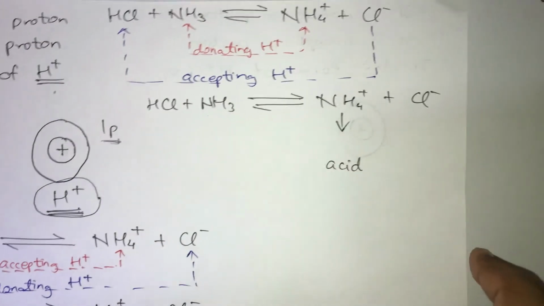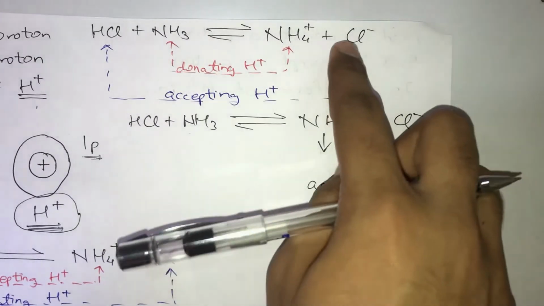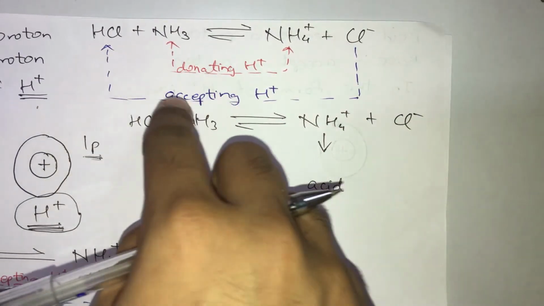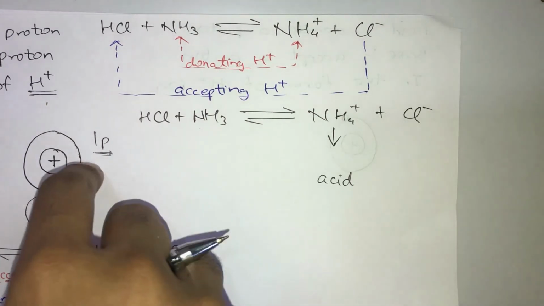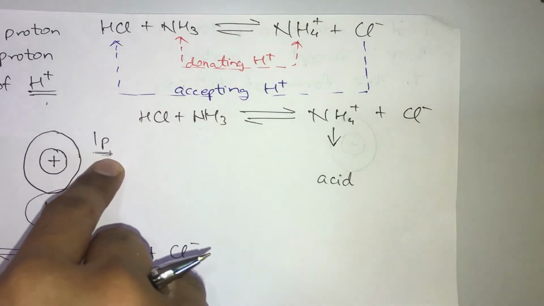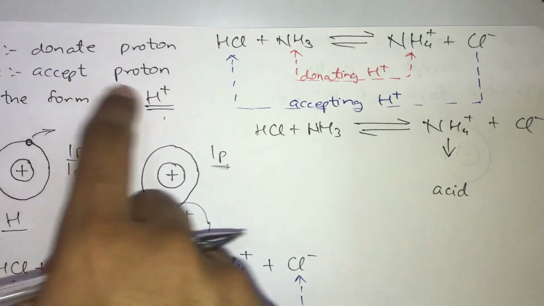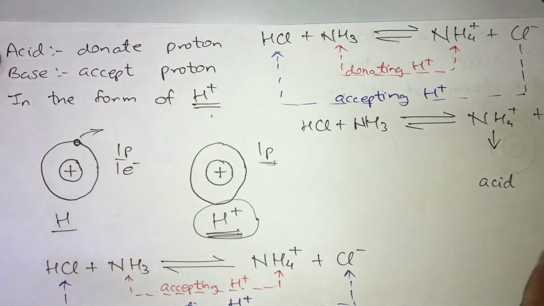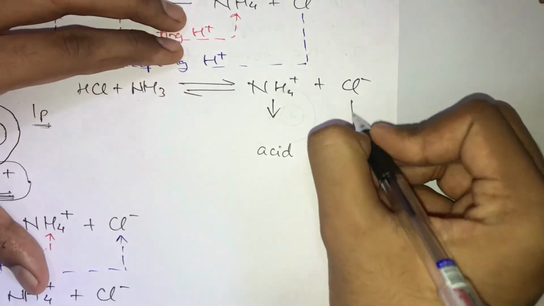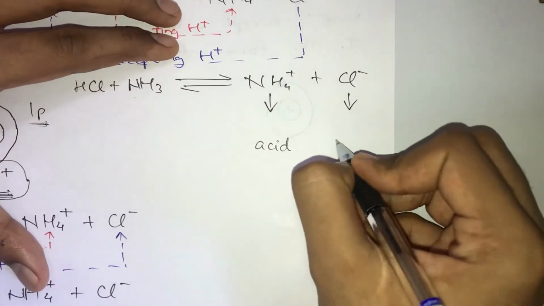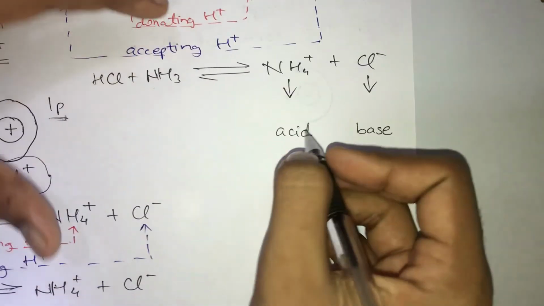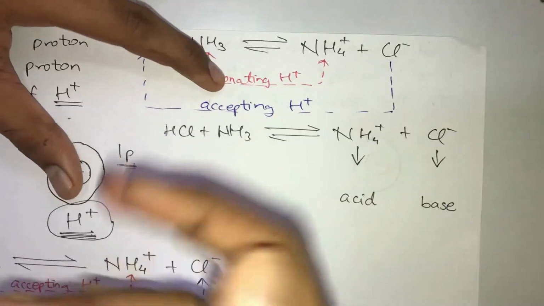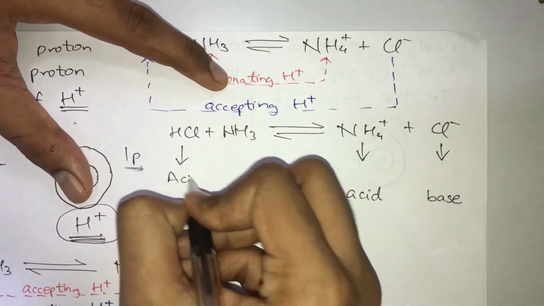Similarly, guys, this Cl minus is accepting an H plus ion and turning into HCl, and accepting an H plus ion is equivalent to accepting a proton. And who accepts a proton? It is the base. So can I say that this Cl minus is nothing but your base, and we had already got to know that this HCl and NH3 are acid and base. So let me write this again here.